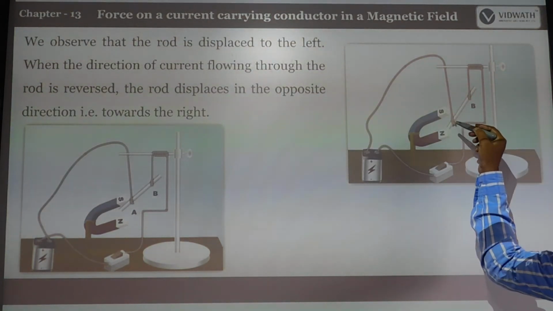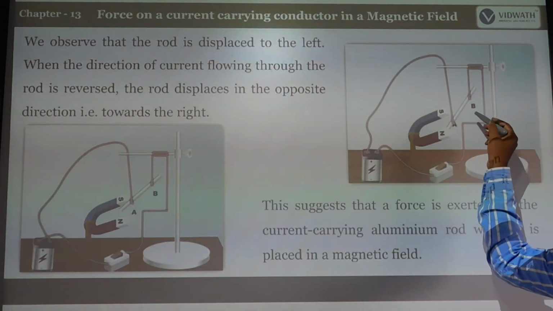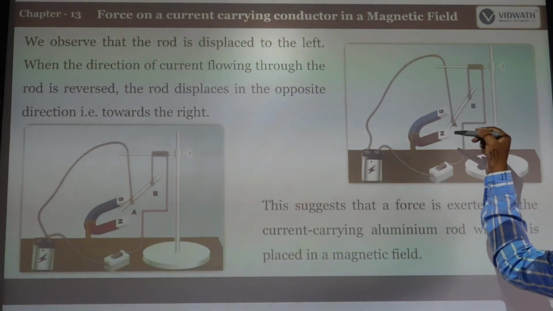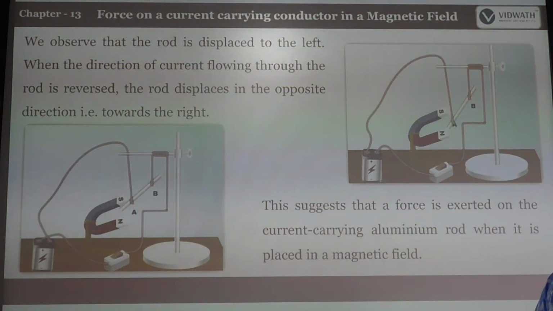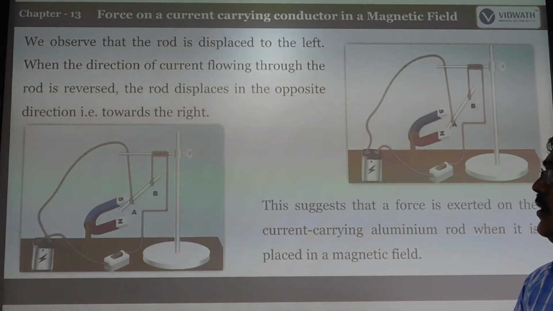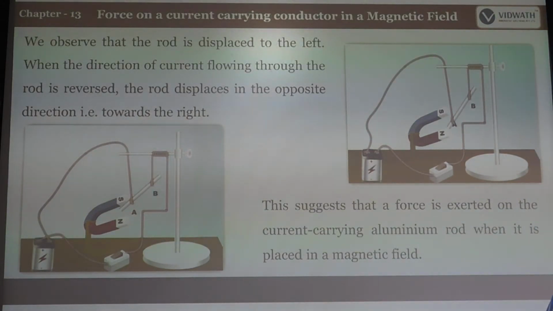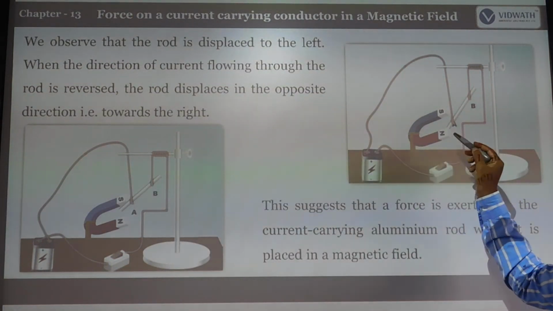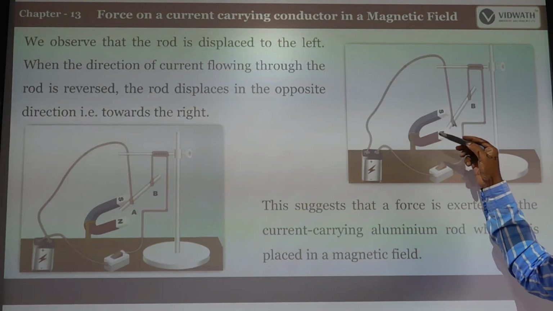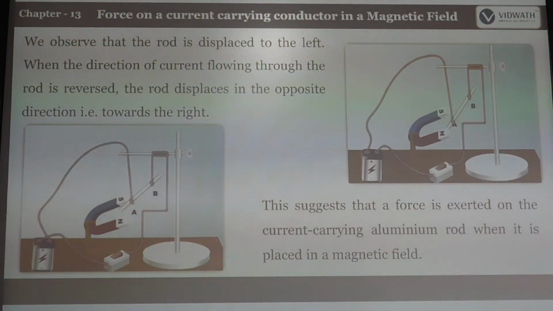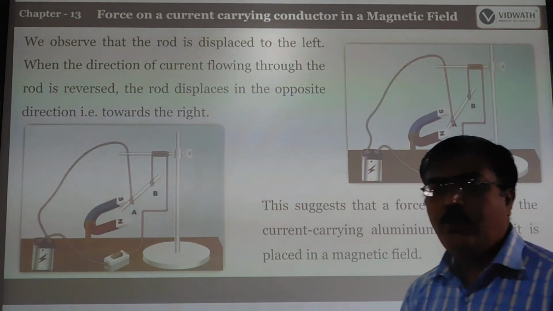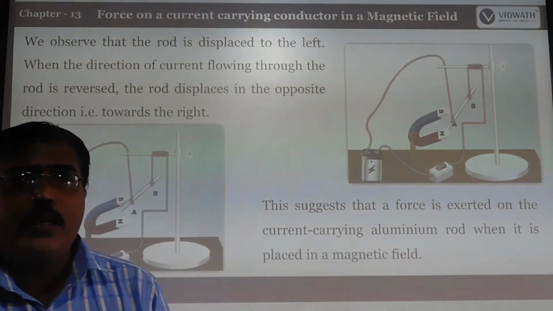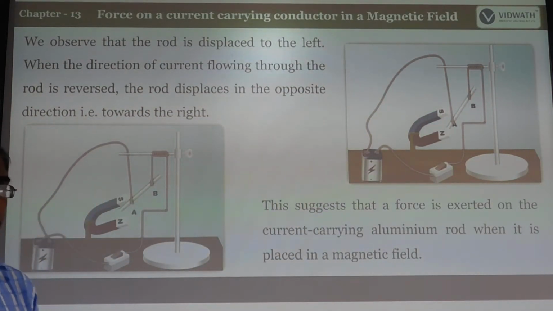See here. First it is in the vertical direction. Now what happens? It slightly falls. When the direction of current flowing through the rod is reversed, the rod is displaced in the opposite direction. Before conducting the experiment, it is like this. After the current is passed, it moves slightly downwards. This suggests that a force is exerted on the current carrying aluminium rod when it is placed in a magnetic field. It means that when current is passed through any conductor, it is also displaced.